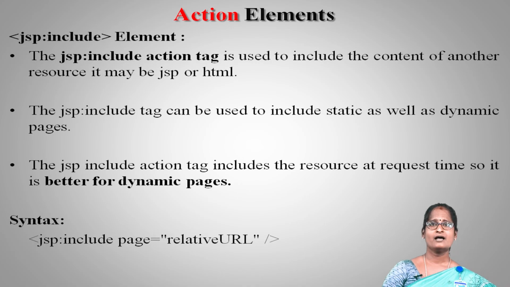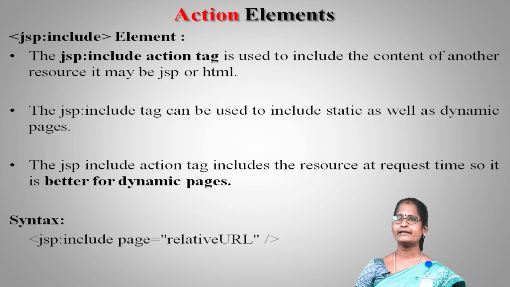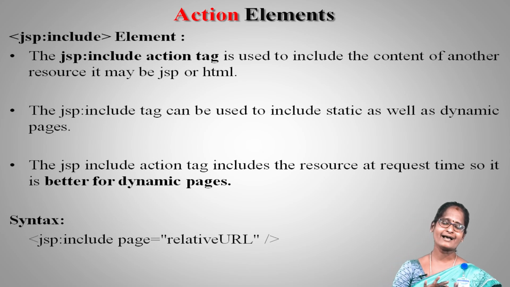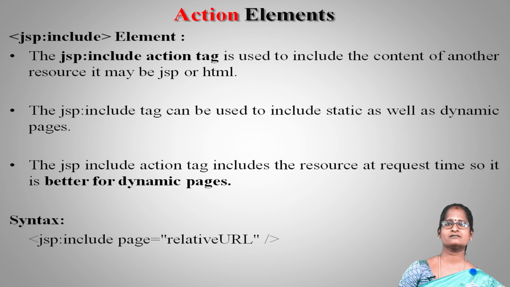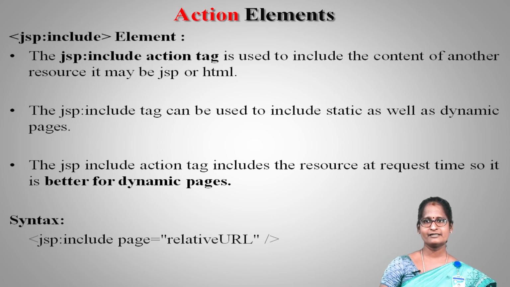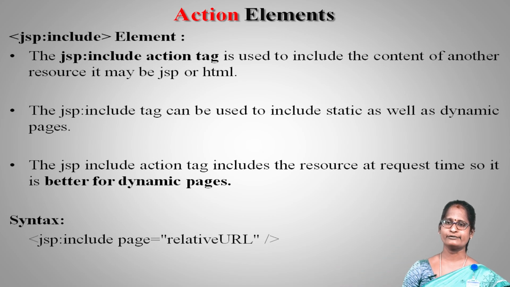Then the first one, the JSP include element. The JSP include action tag is used to include the content of another resource. It may be a JSP file or HTML file. The tag can be used to include static as well as dynamic pages. The JSP include action tag includes the resource at request time, so it is better for dynamic pages. This is the syntax: jsp:include page equal to relative URL. As per your wish, you add the file in the page equal to relative URL.